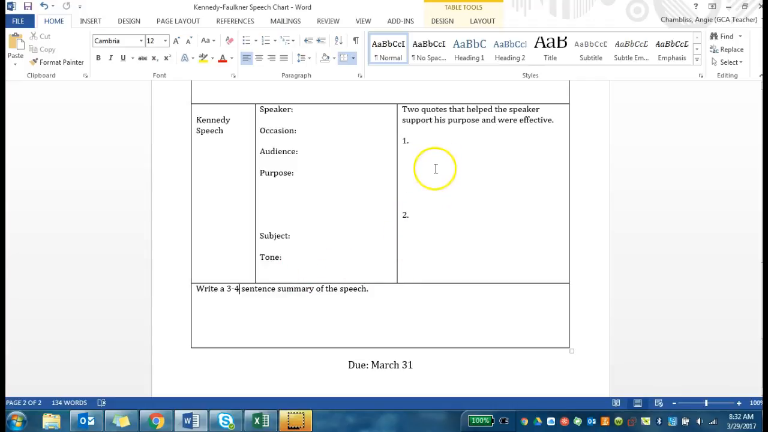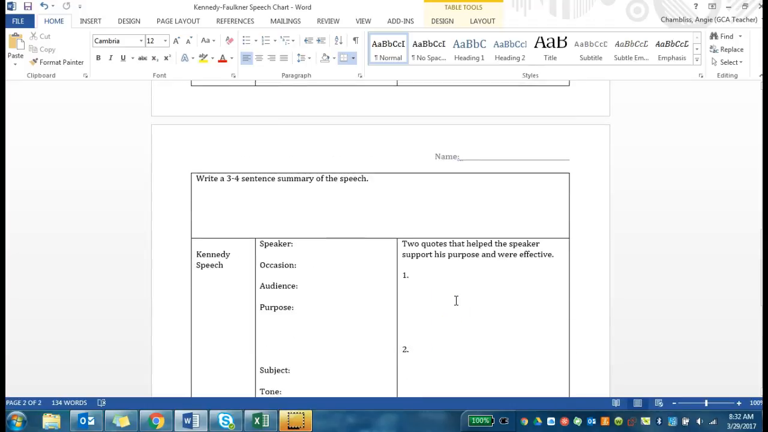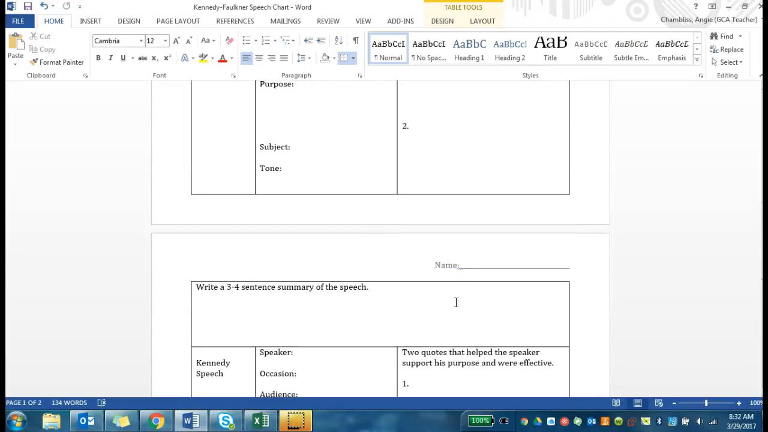And then once again, two quotes that helped him support his purpose and that were effective. If your quote is very short or it is not obvious, you may need to add a sentence explaining why this quote was effective. And then a 3 to 4 sentence summary of the speech down here at the bottom. You can simply type in this document and upload this into the OHS.